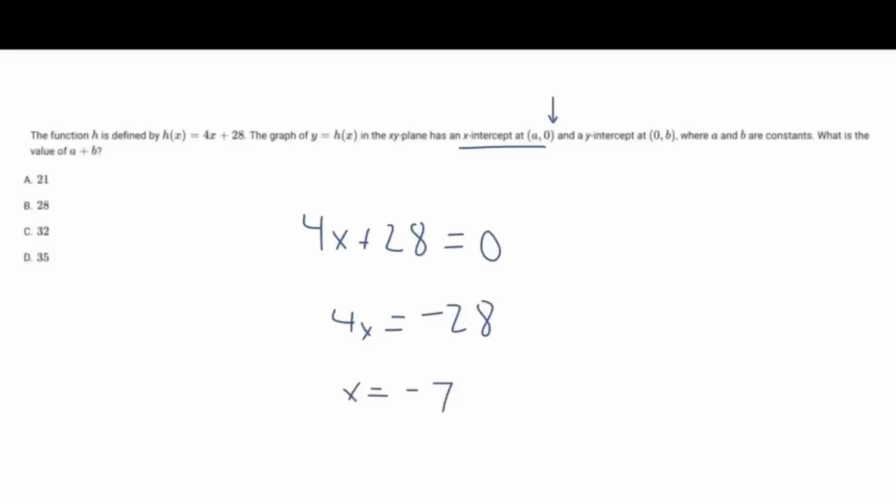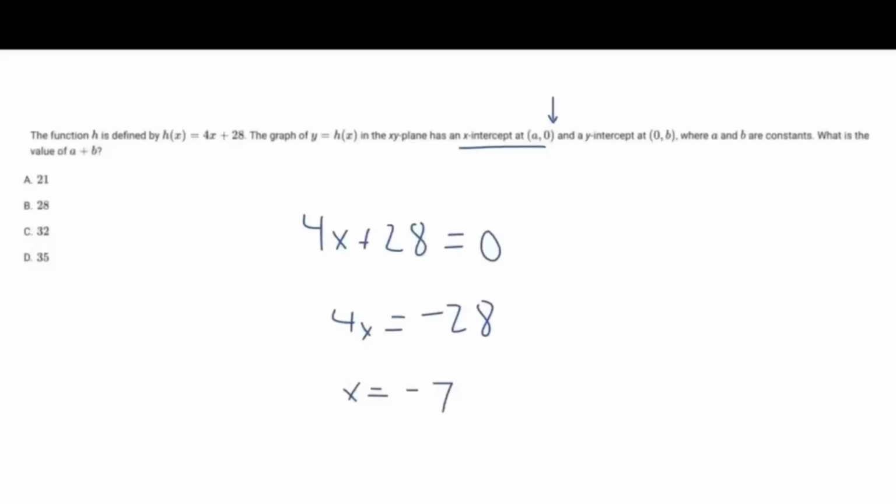All right, so first off, let's start with that x-intercept, right? So the x-intercept, as you can pretty easily deduce from this, is what value of x will give you an output of y equals 0, right? So here we can just say 4x plus 28, which is going to be our h of x function, and we want to set this equal to 0 because we want the output to be 0. So here we can just subtract 28 on both sides. So we get negative 28 equals 4x. And then we'll divide both sides by 4 to isolate for x. And so we get x equals negative 7. All right, perfect.